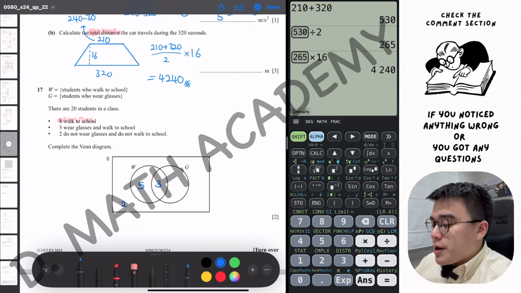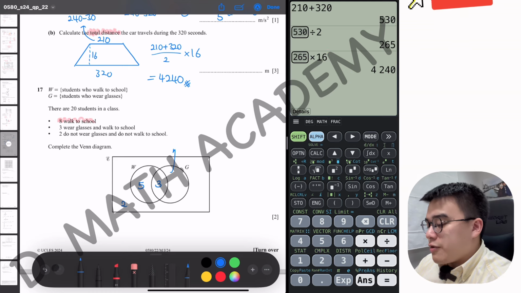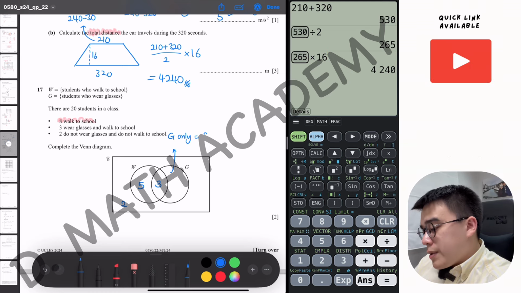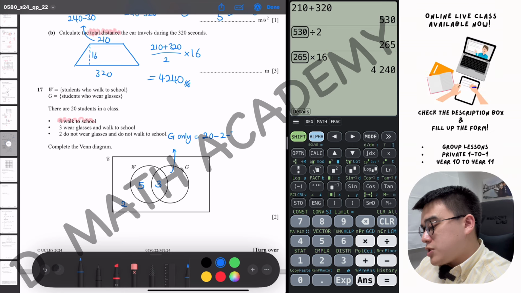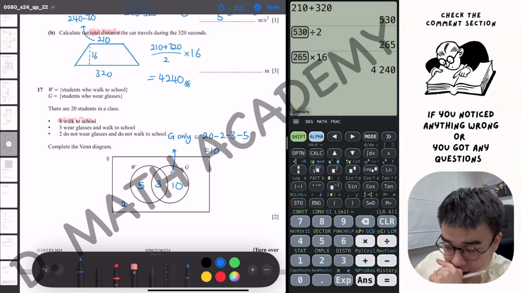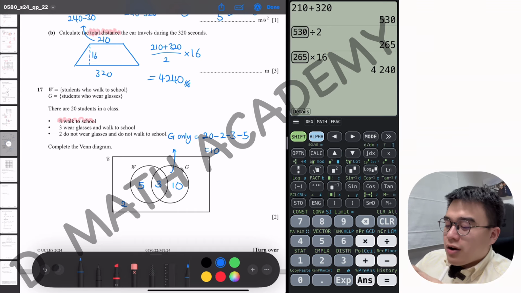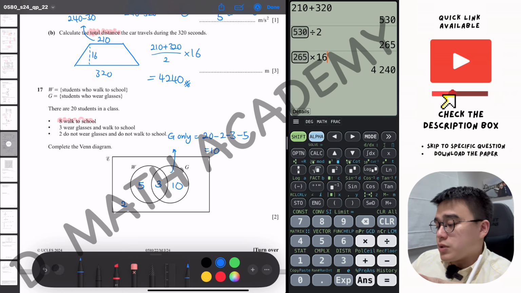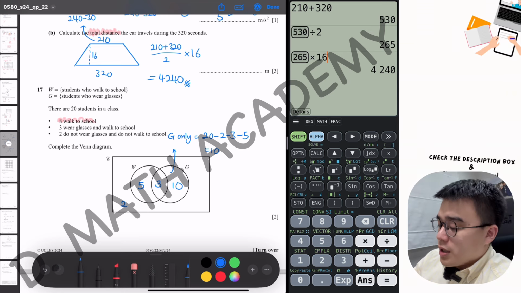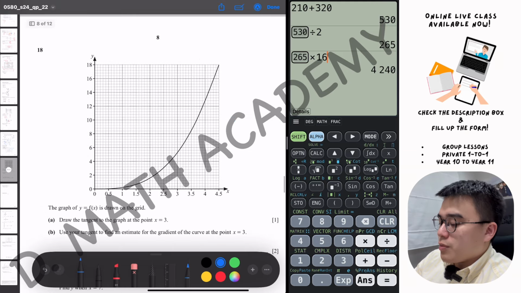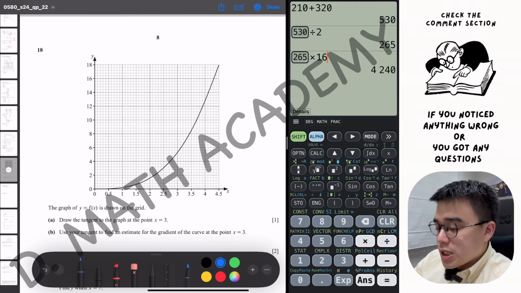Okay, so the last part is to find the complete Venn diagram. To find glasses only, you will be taking 20 minus 2 minus 3 minus 5, making a balance of 10. And that's pretty much it. Okay, do not add all these arrows into the graph. I'm just explaining, so it's fine for me to leave it here. In exam, try to keep your workings clean, okay, and remove any unnecessary information.